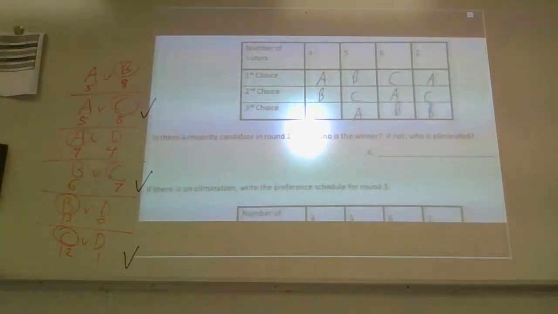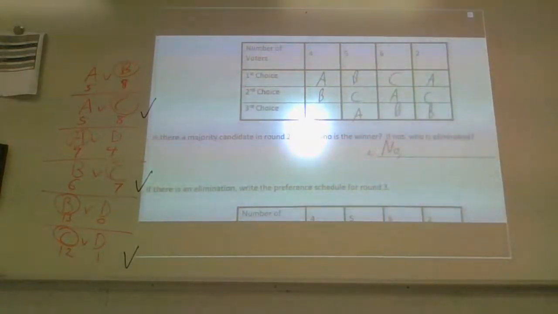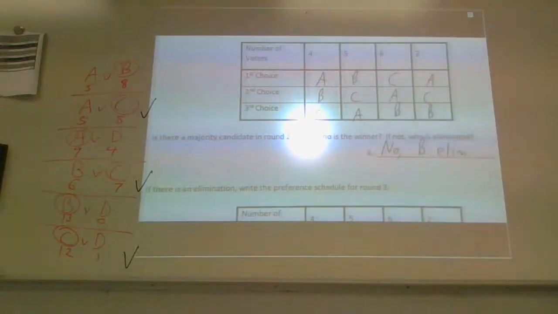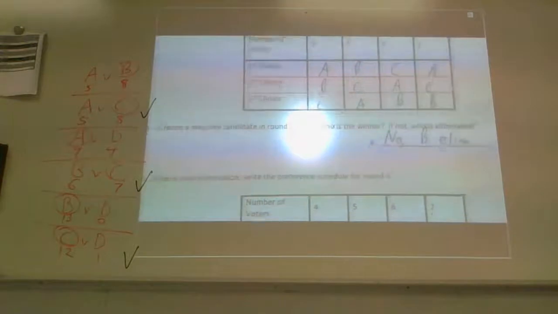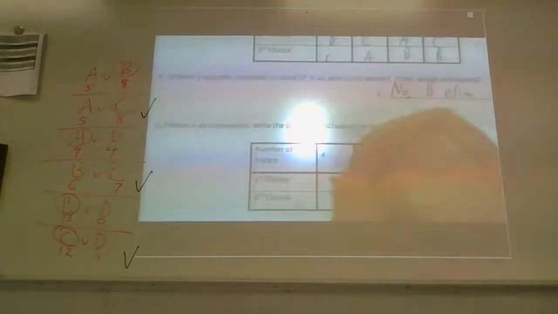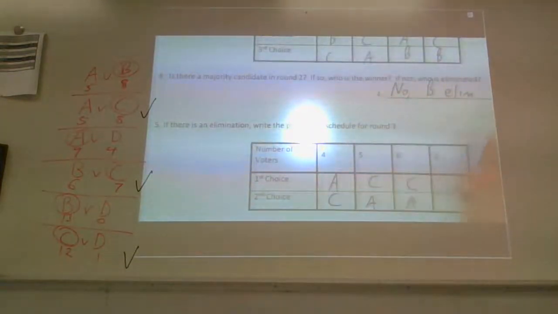Is there a majority candidate in round 2? No. If not, who is eliminated? B is eliminated. It's literally what we did. So if there is elimination, please write the preference schedule for round 3. All right. Then it should be AC, CA, CA, AC.